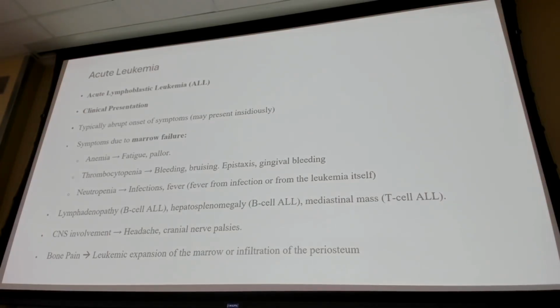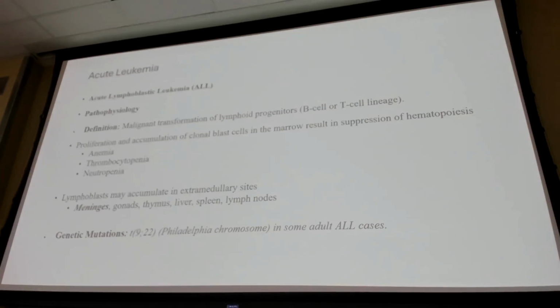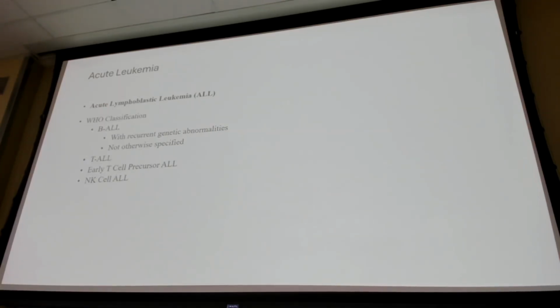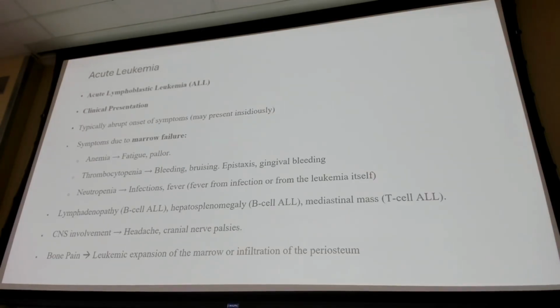CNS involvement, right? Going back to what we said, these lymphoblasts can accumulate in certain places, including the meninges. So I could have some CNS involvement. Now I have all these abnormal blast cells in the meninges.